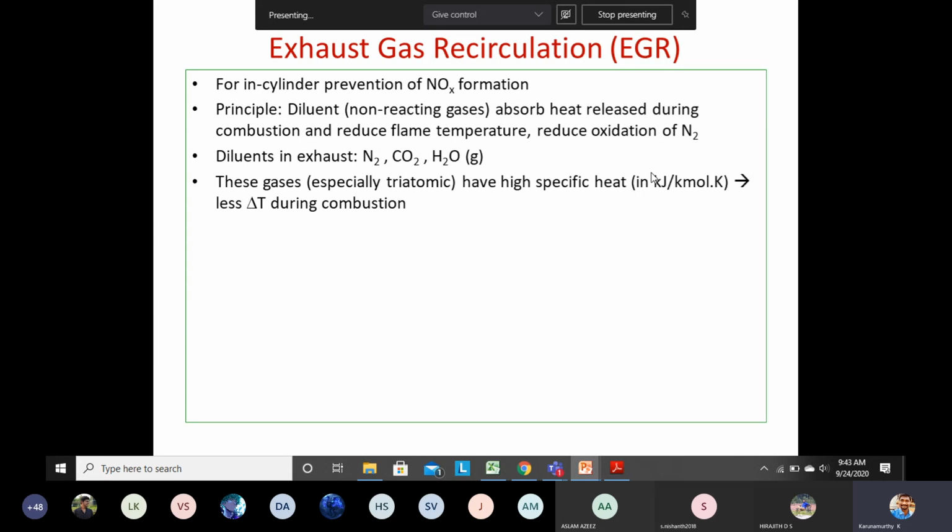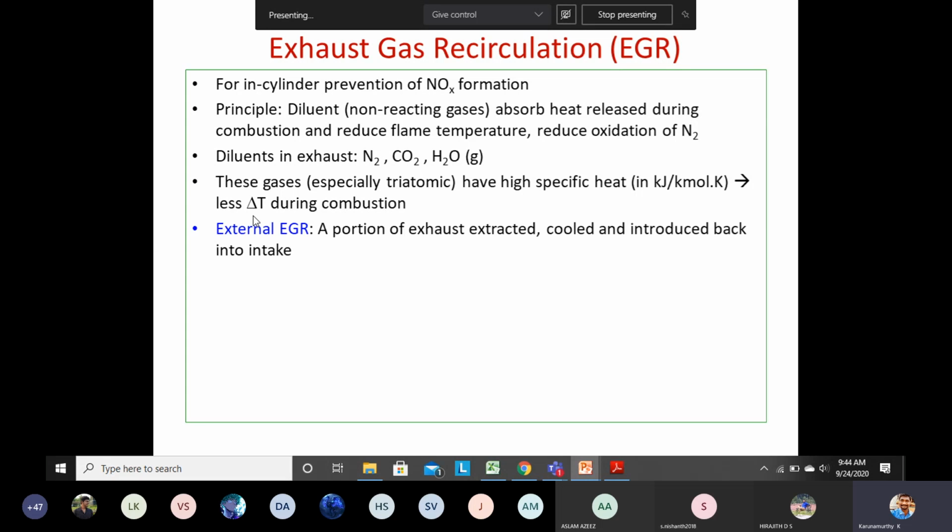So the higher the specific heat, the temperature of the object is not going to increase suddenly. Right? So these triatomic gases have higher specific heat. That means it will take more heat, and thereby its temperature is going to increase slowly. Okay. So now we are going to allow these triatomic gases to enter into the intake manifold. Then it is going to bring down the change in the temperature during combustion. Right. The delta T it is going to bring down.